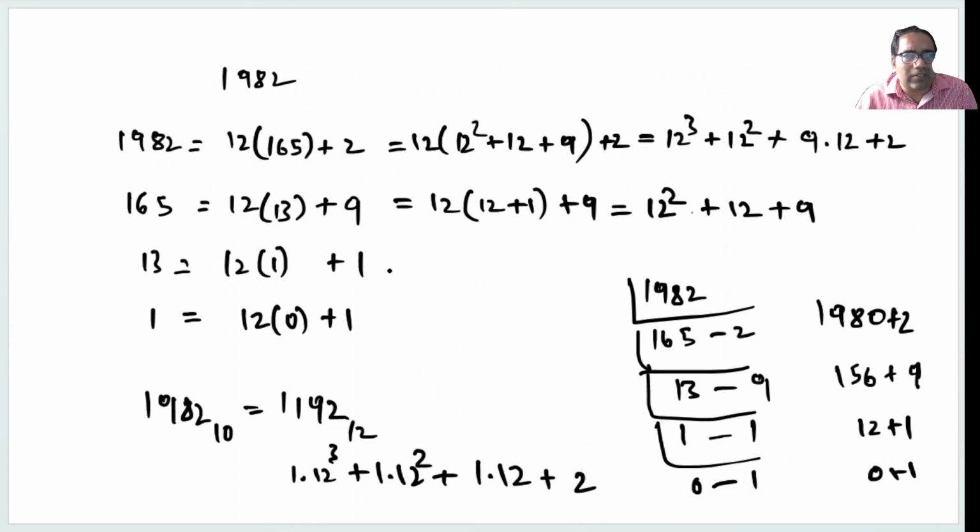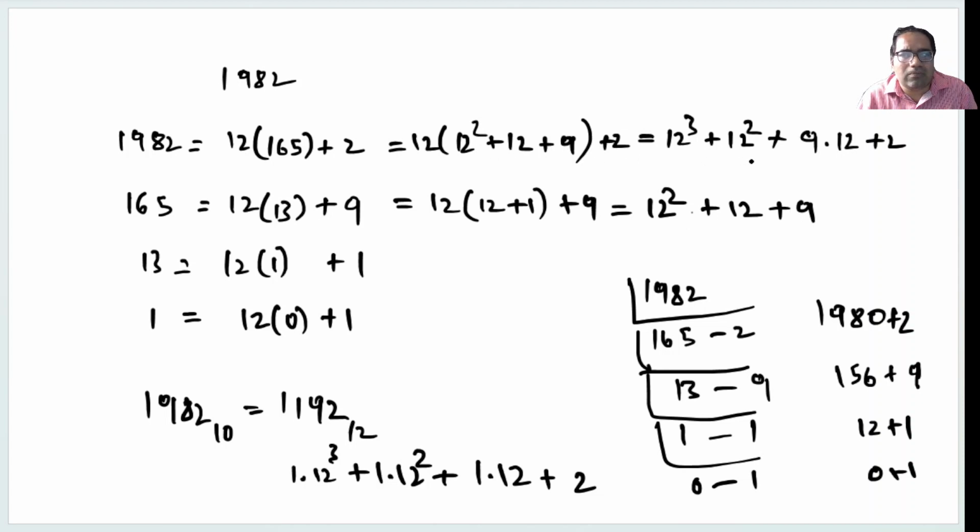So 13 is 12 into 1 plus 1. That is basically 12 plus 1. Let us insert this 12 plus 1 here. Then what will happen? 12 into 12 plus 1 plus 9. What is that? 12 square plus 12 plus 9. What is this? 12 square plus 12 plus 9 is actually 165. Let us insert this here. 12 into 165 plus 2, right? This part, whatever this one is 165, let us put that here. So 12 into 12 square plus 12 plus 9 plus 2.